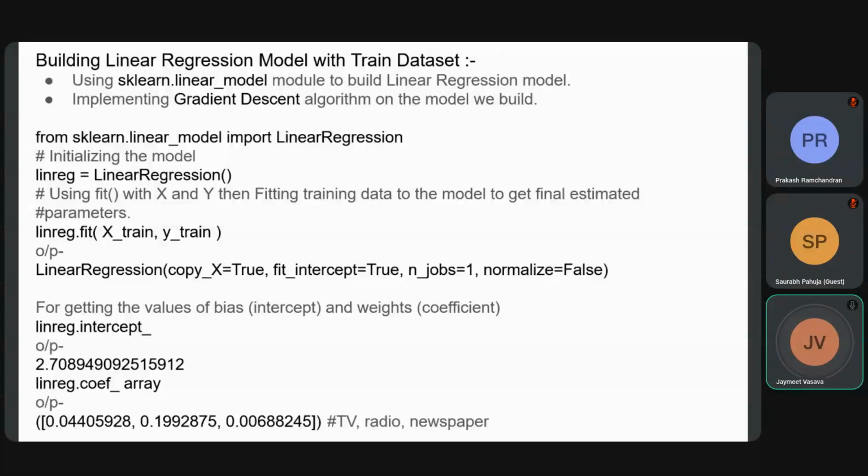For getting the values of the intercept and the weights, we will use linreg dot intercept underscore in order to get the bias value, which is 2.7, and the coefficient values are given by dot coef underscore. It will give us the array of the coefficient values, in the same order that we have used: TV, radio, and newspaper.